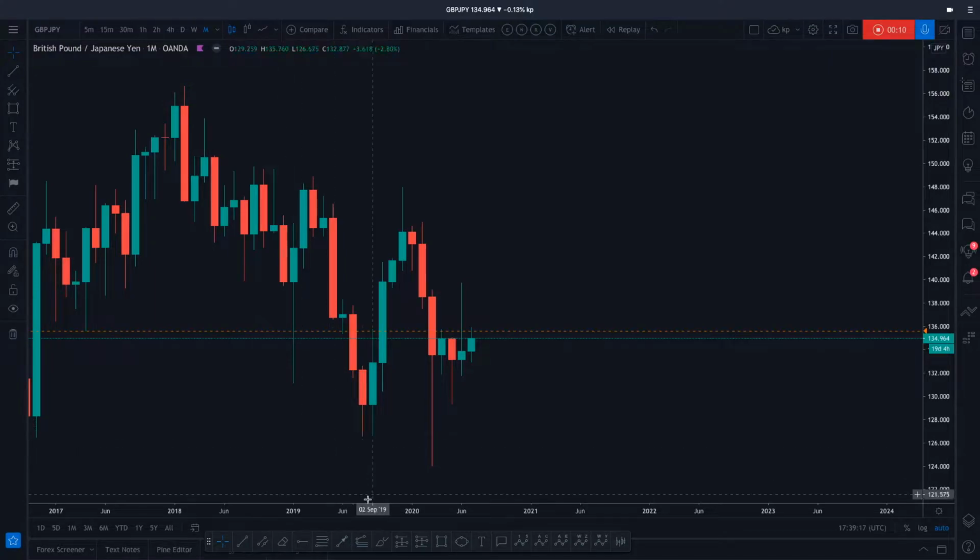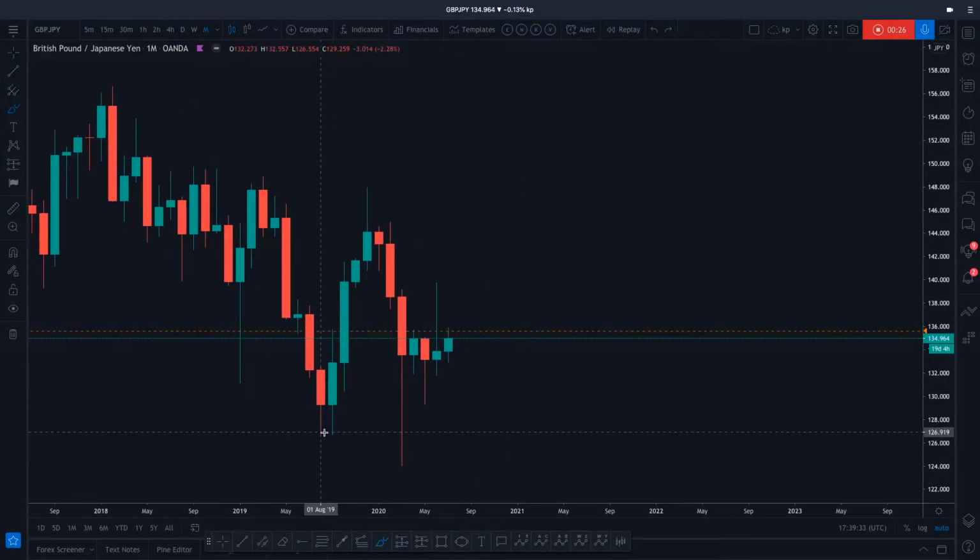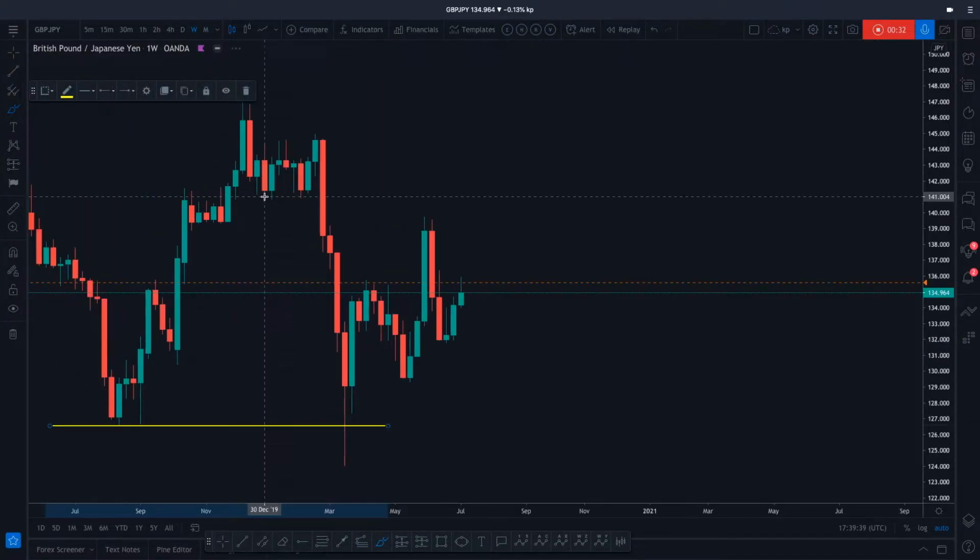Today I want to show you a full breakdown of GBPJPY with supply and demand. First, let's start with the monthly chart. We can see a clear downtrend because of the lower lows and the lower highs. We can also see that the last low broke our support line right here.